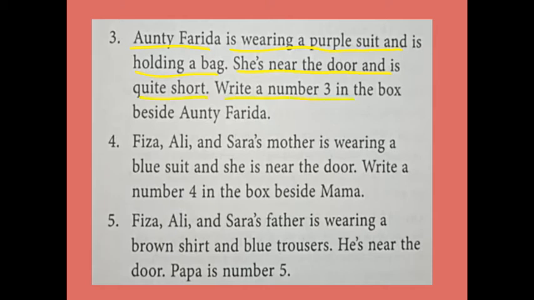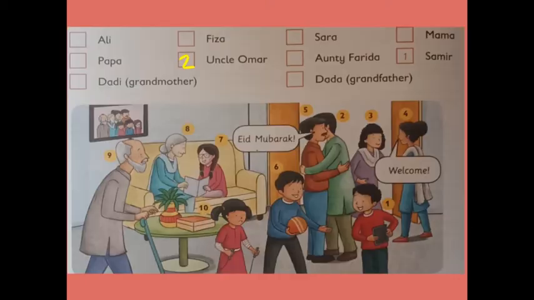Write number 3 in the box beside Auntie Farida. Dear student, in this picture, can you find Auntie Farida? Exactly, she is Auntie Farida. Where is the name of Auntie Farida? Well done. This is the name of Auntie Farida. What will we write here? We will write number 3 here.